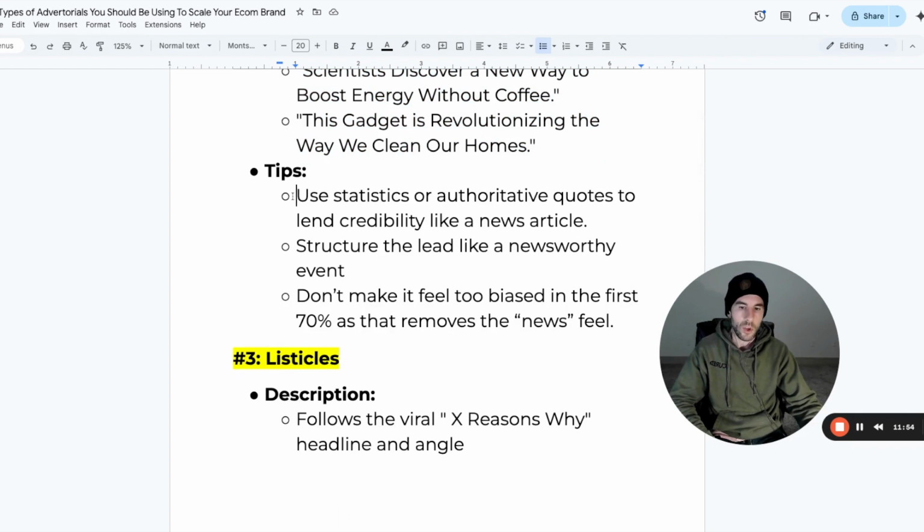So tips: you're going to want to use statistics or authoritative quotes to lend credibility, like a news article would.